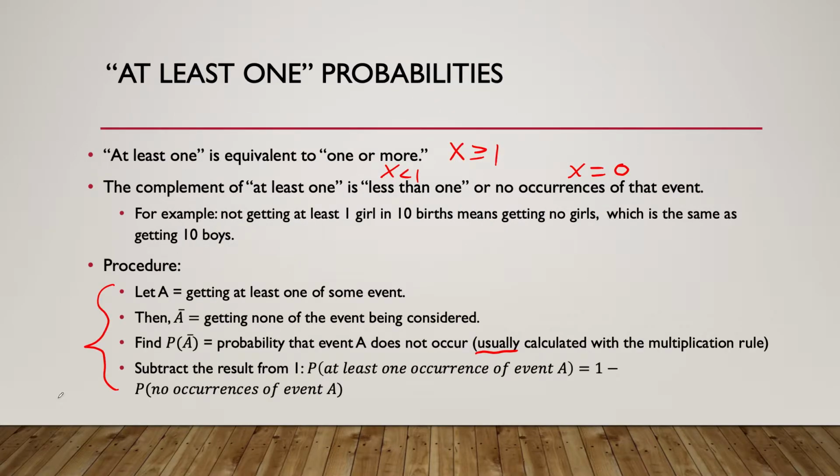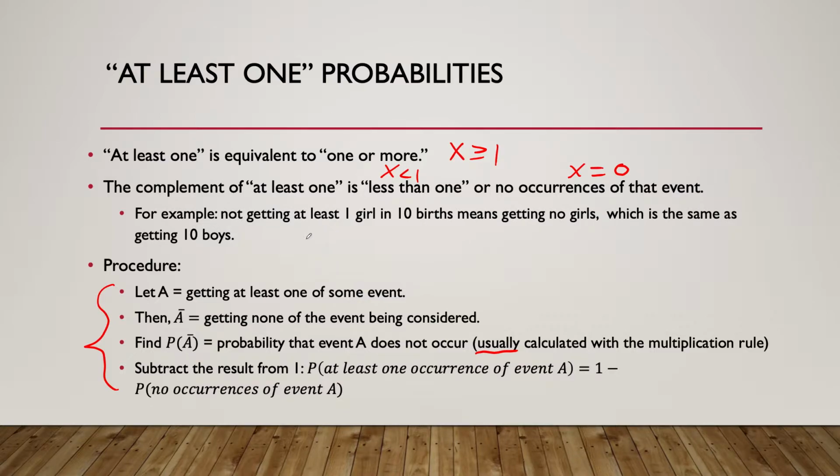When it comes to the probabilities, we have this "at least one" probability, which is equivalent to "one or more." So as a variable, that'll be x is greater than or equal to 1. The complement of at least 1 is less than 1, so x less than 1, which is basically the same thing as saying no occurrences of the event. So x is equal to 0, since you can't have a negative number of events.